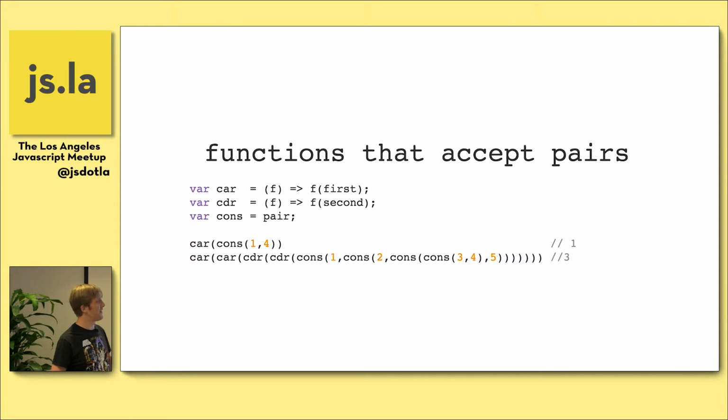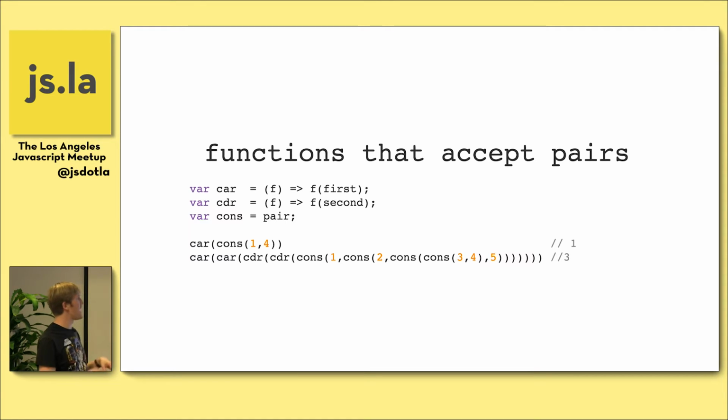So then if you know any Lisp, or you've heard of car, cons, cdr, basically we want to have a function that we can pass a pair to, rather than have the pair be the function that we pass anything else.